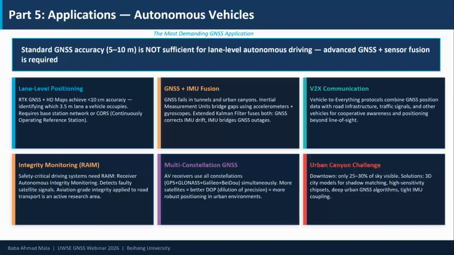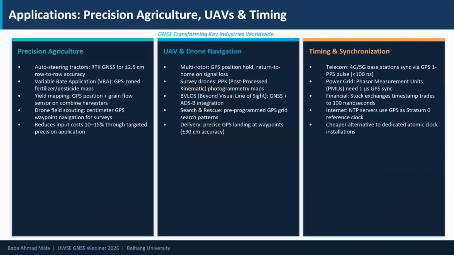Next in our applications is precision agriculture, UAVs, and timing. Transforming agriculture, we have to revolutionize other industries too. Another industry includes UAV drone navigation, which interchanges with precision agriculture. The UAV could be used for precision agriculture as one of its technologies.